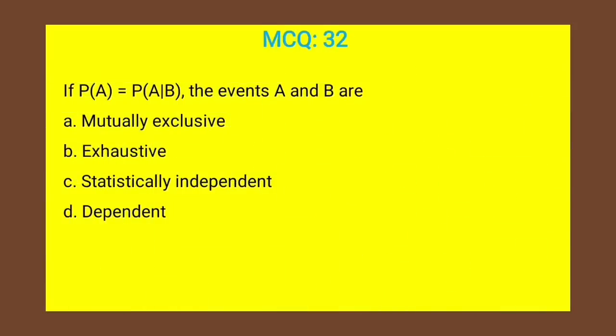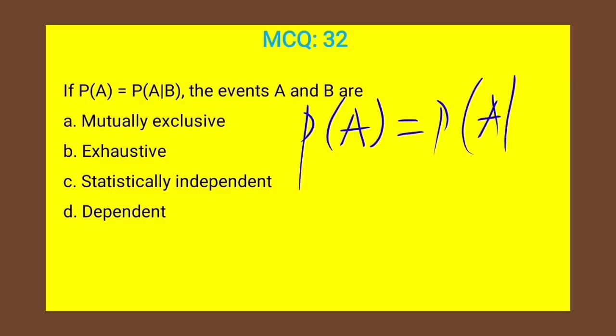Then question 32. If probability of A is equal to probability of A given B, the events A and B are... So let's analyze this. So if I have probability of A and it is equal to probability of A given B, then what is happening here? They're saying the options are mutually exclusive, exhaustive, statistically independent, or dependent. So let's see which of them satisfy this rule.